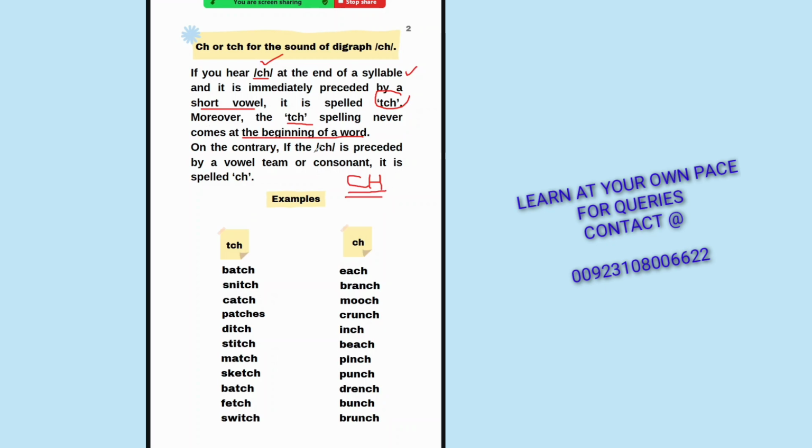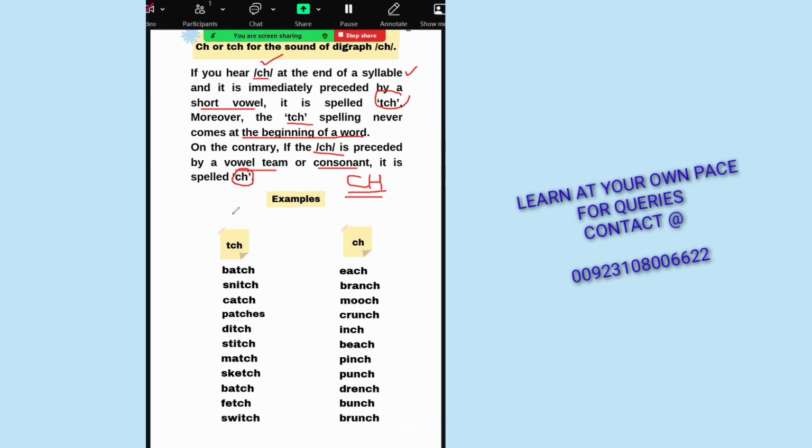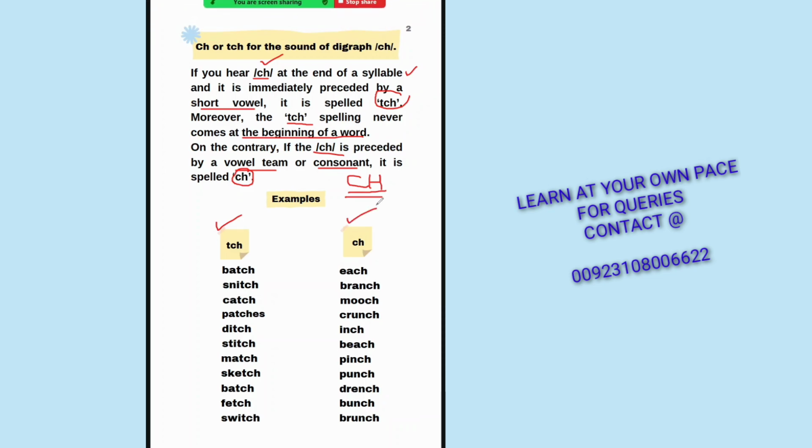On the contrary, if ch is preceded by a vowel team, consonant or the bossy R, then it is spelled with the CH grapheme. There are some examples for TCH and CH representing the ch sound. For example, batch. If you look, a is a short vowel sound, so TCH for the ch sound will come. Each, it is a vowel team, so CH for the ch sound will come over here.